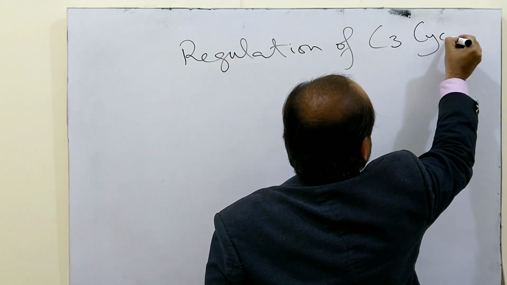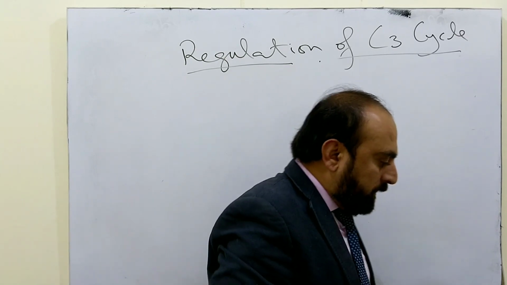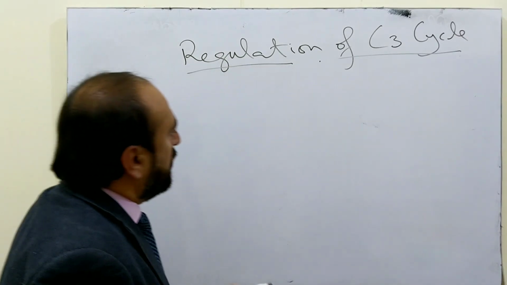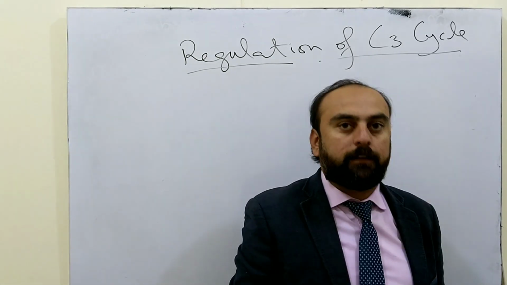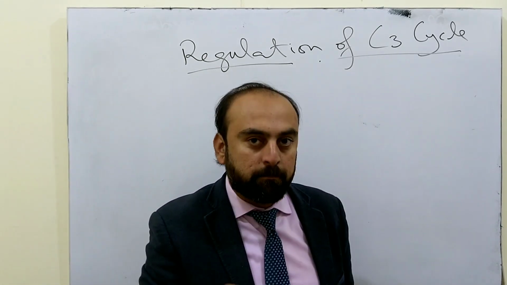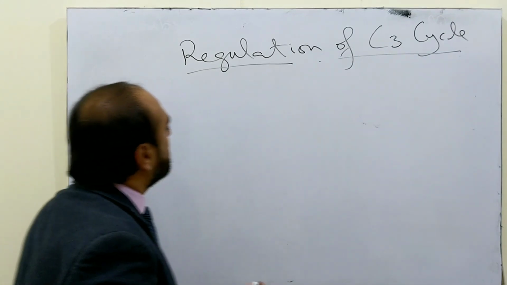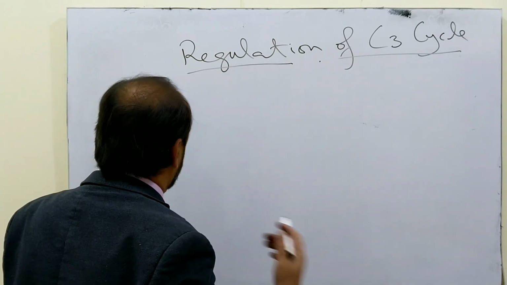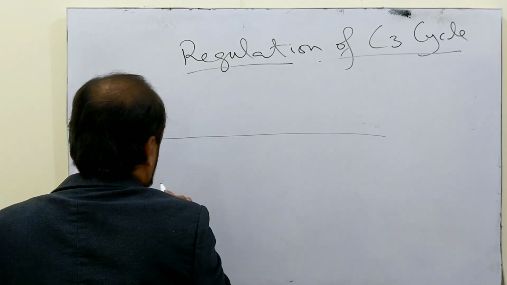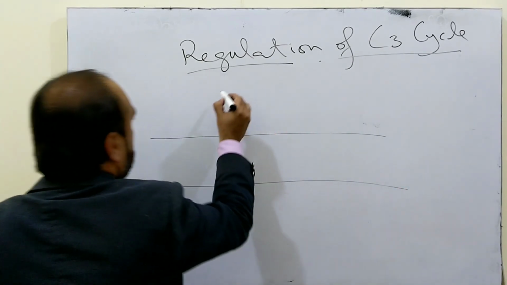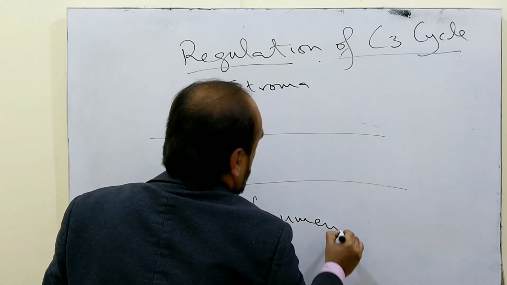Regulation of the C3 or Calvin cycle. The Calvin cycle is regulated by light, which causes changes in pH, and by redox reactions. During the light reaction, suppose this is the stromal side and this is the lumen side.